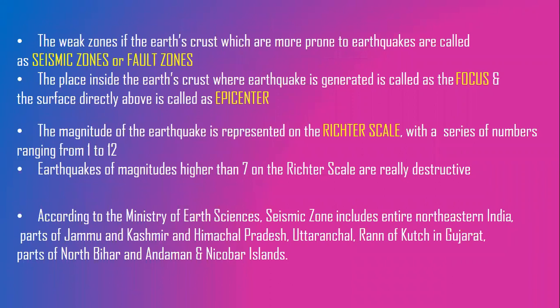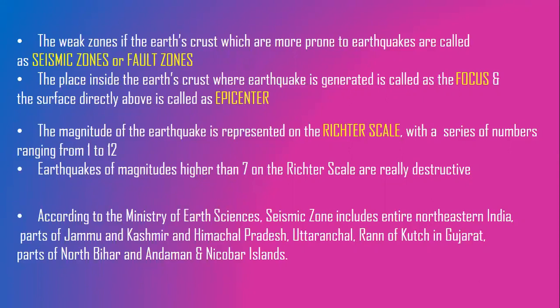The weak zones in the Earth's crust, which are more prone to earthquakes, are called seismic zones or fault zones. The place inside the Earth's crust where an earthquake is generated is called the focus, and the surface directly above is called the epicenter. The magnitude of an earthquake is represented on the Richter scale with a series of numbers ranging from 1 to 12, and earthquakes of magnitude higher than 7 on the Richter scale are really destructive.